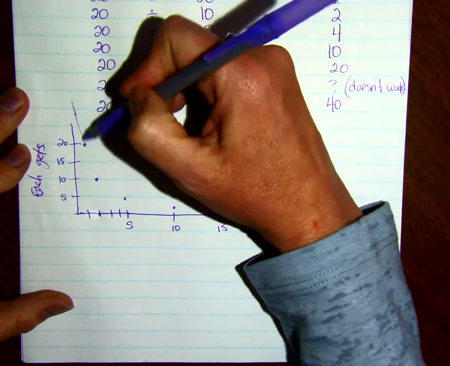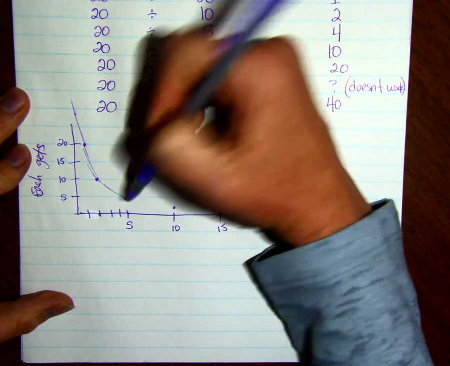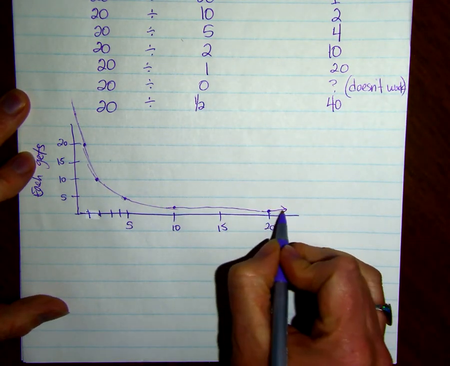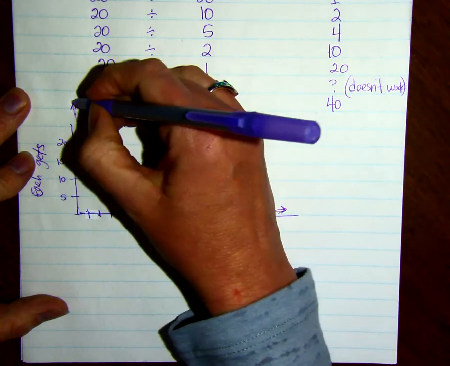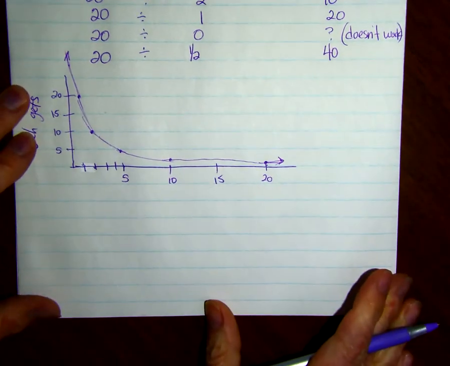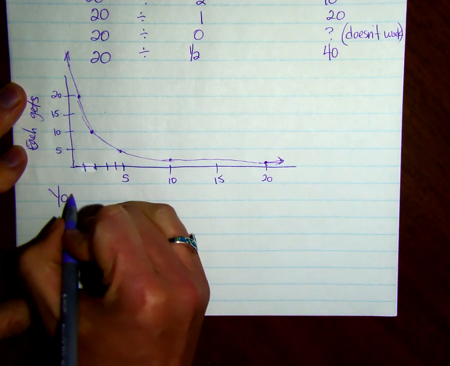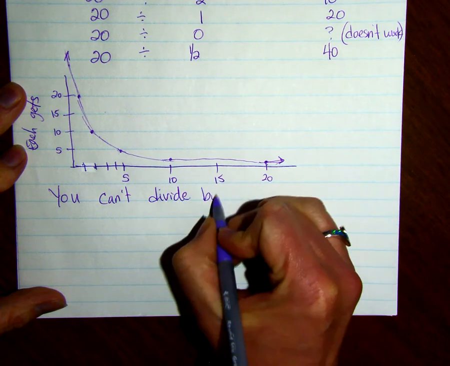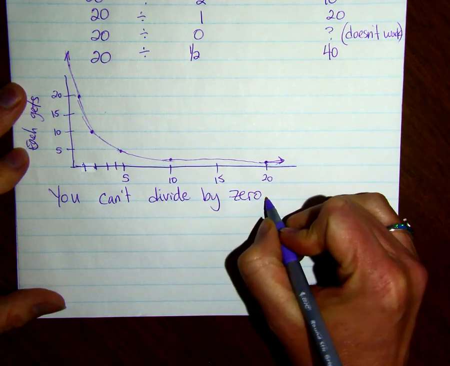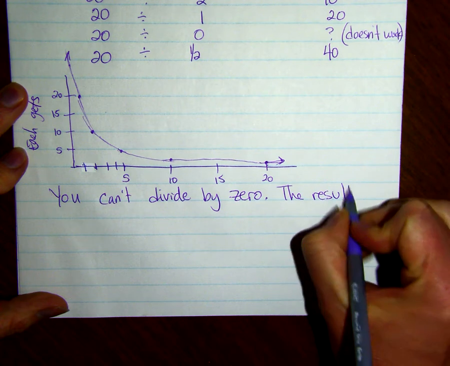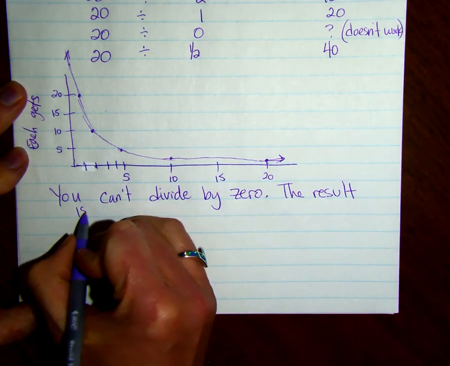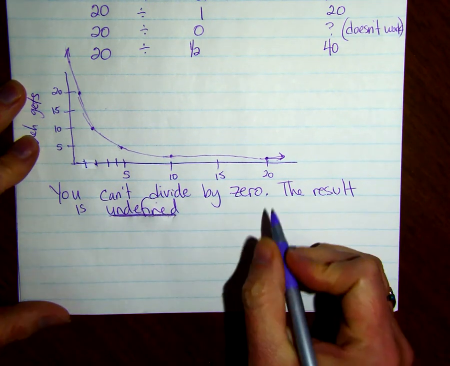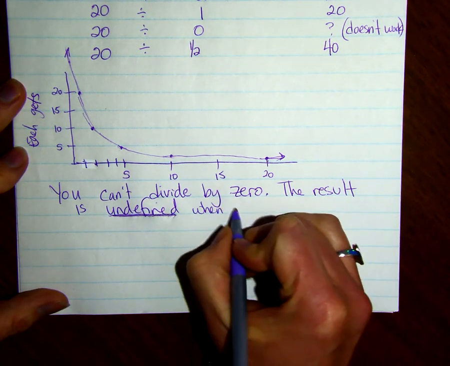So it's going to continue going higher and higher every time for the fractions, and then less and less the more friends you have. So the point is you cannot divide by 0. The result, if you try to divide by 0, is undefined. So the result is undefined when dividing by 0.